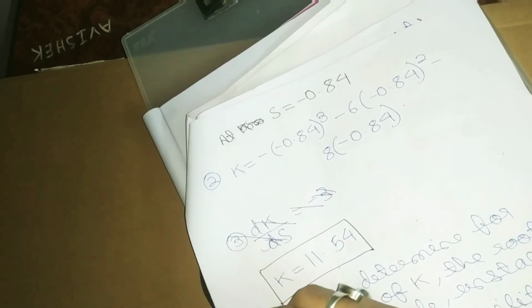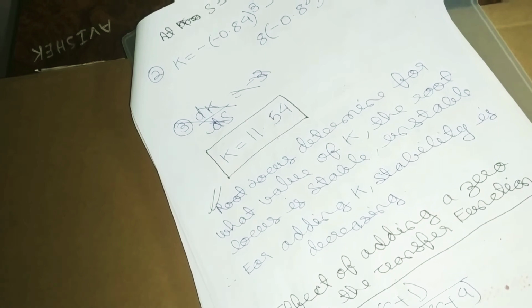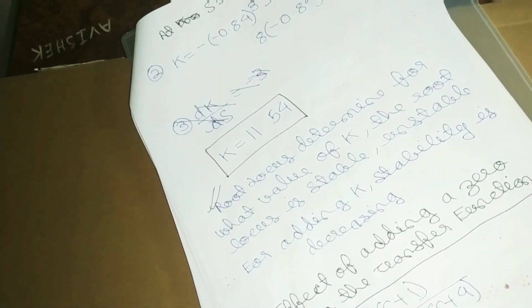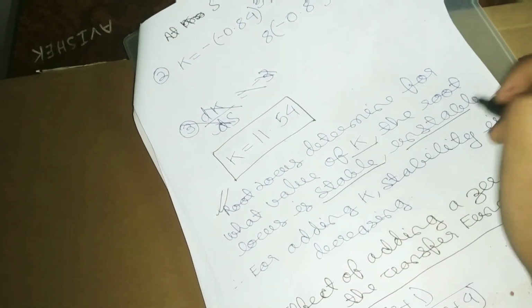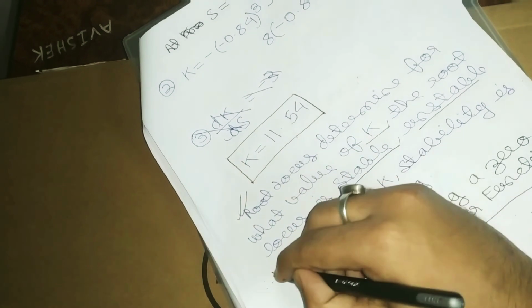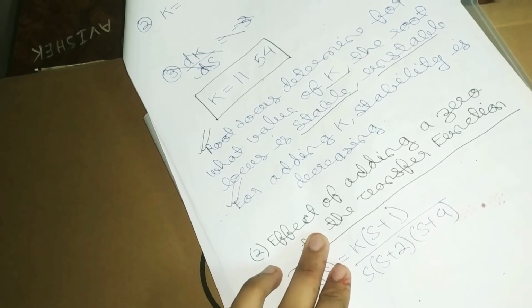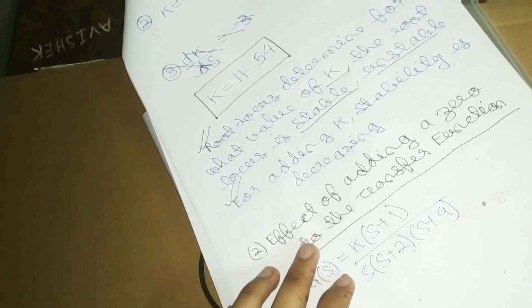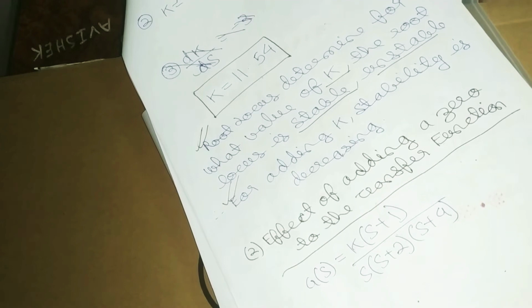So what is the final conclusion? The root locus determines for what value of k the system is stable or unstable. It means the value of k determines the stability and the instability of the root locus. By adding poles, stability is decreasing. So this is the ultimate conclusion. Till now we have seen the effects of adding a pole to the transfer function. Now I am going to show you the effect of adding a zero to the transfer function.